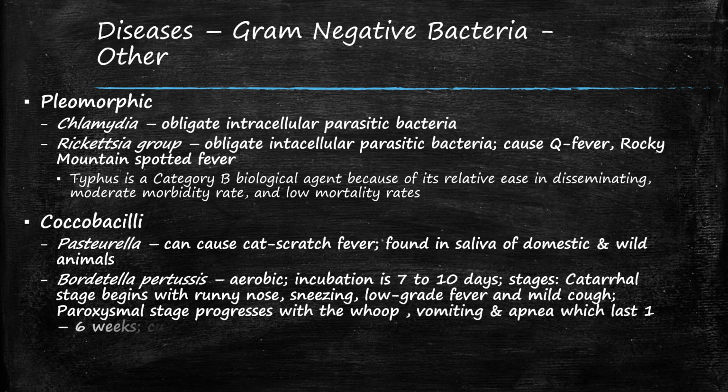Pertussis has an incubation period of 7 to 10 days. It has the catarrhal stage, beginning with a runny nose, sneezing, low-grade fever, mild cough, and then the paroxysmal stage, which is the progression of the disease that leads to that characteristic whooping sound. Sometimes it's such high coughing that vomiting ensues and apnea. It can last 1 to 6 weeks, and if they do a culture test, it is considered 100% specific for identification of the organism.